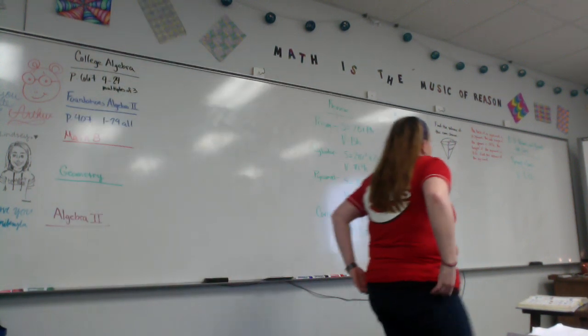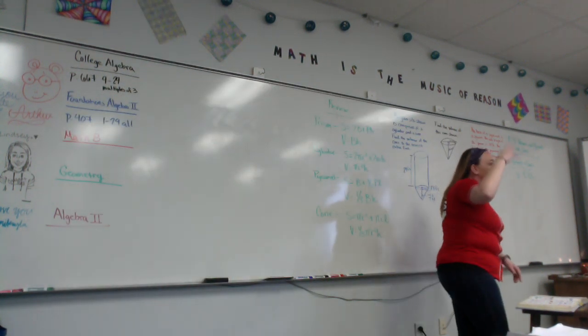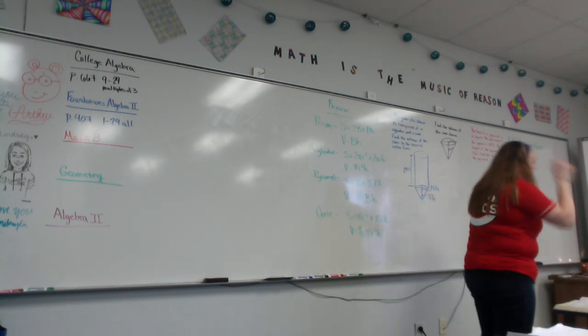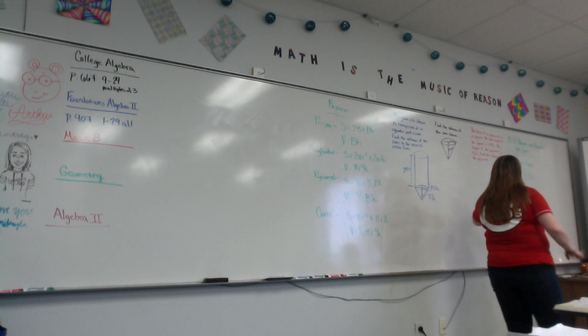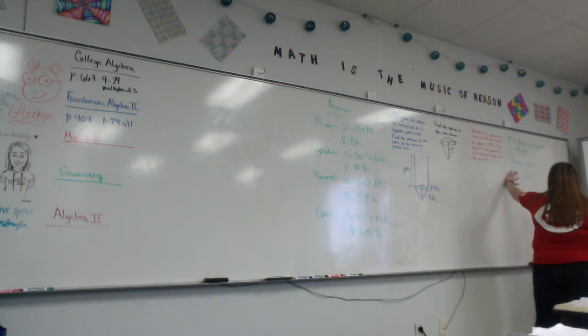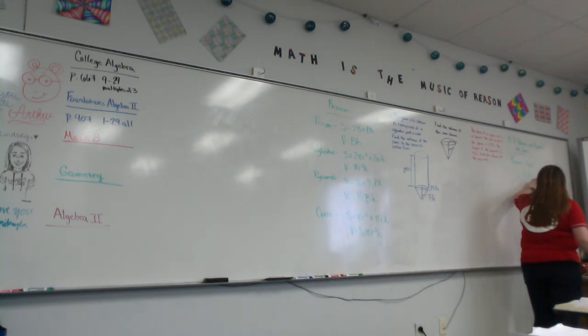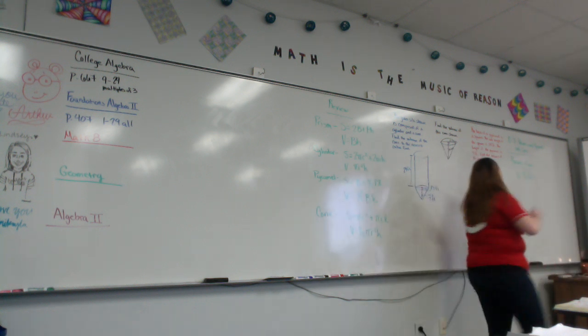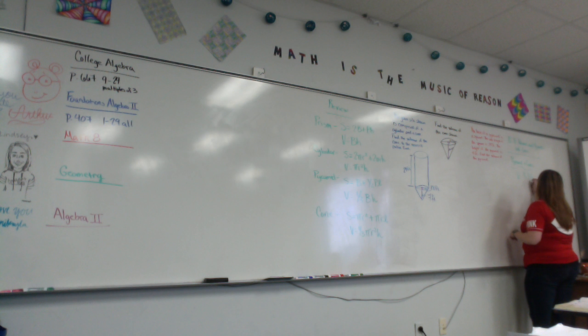Volumes of pyramids and cones is what we're doing today. Pyramids and cones have a formula for volume that is 1/3 B h. What does the big B stand for? The area of the base. So it's 1/3 times the area of my base times my height.